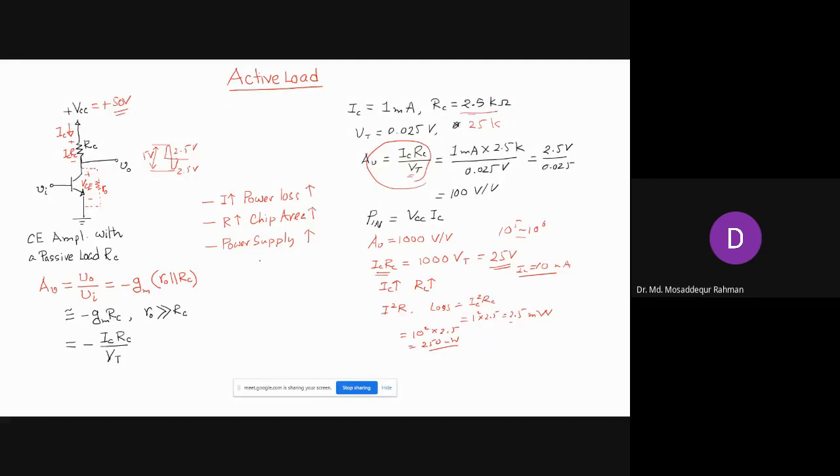So these are the different limitations that we have with passive load when you want to have a higher gain. So that's why with passive load we cannot increase the gain beyond a certain limit, right? Maybe a couple of hundreds. But if you want to achieve very high gain, that is not possible with the passive load. So then the solution we get is using the active load.